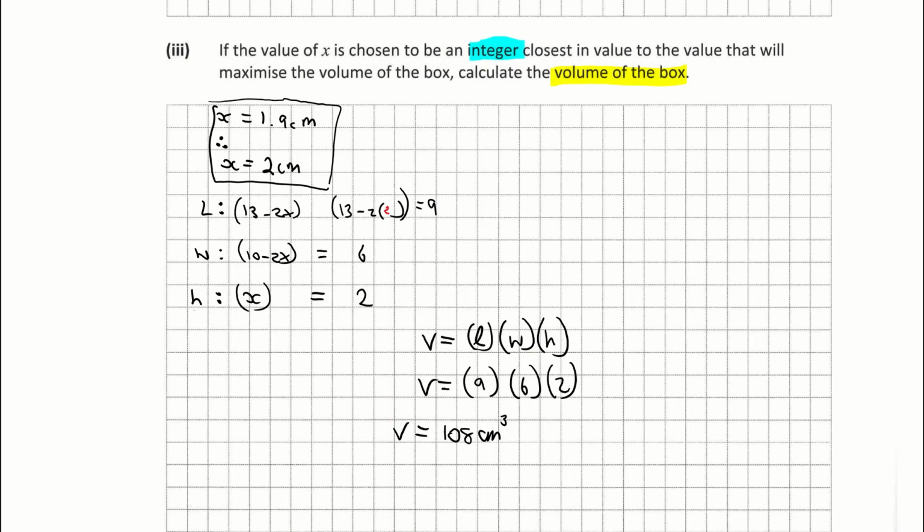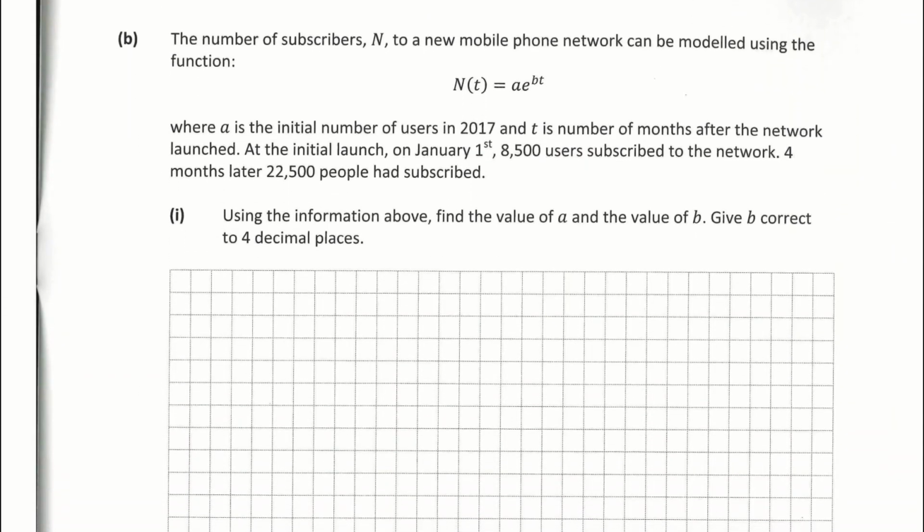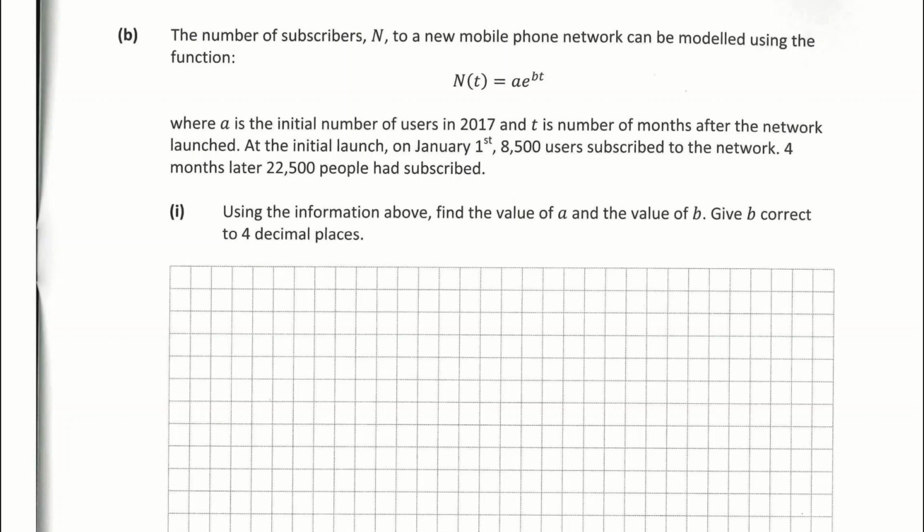If we scroll down now, I think there's one more part to it. It's a part B to this question. So we're moving away now from the box really. The number of subscribers is given by this formula here, A e to the power of B t. And it's telling us that A is the number of users, t is the time in months, and they basically want us to find the values of A and B. So let's just write down the formula for number of subscribers. The number of subscribers at any time is given by A e to the power of B t.